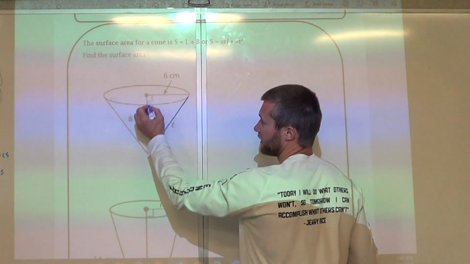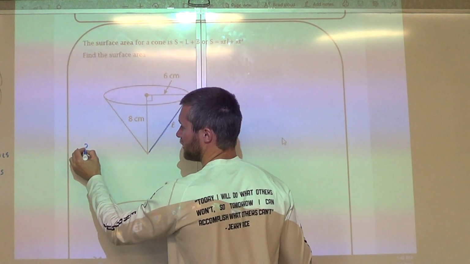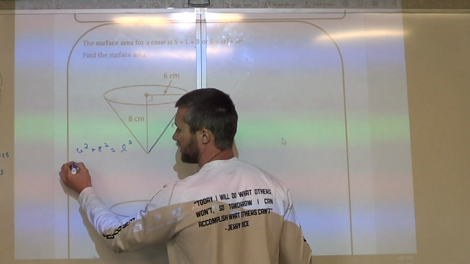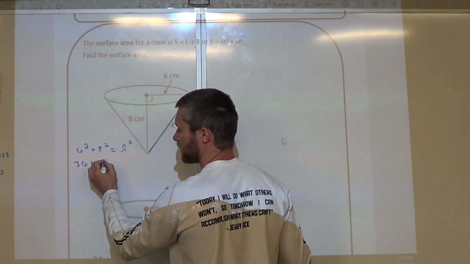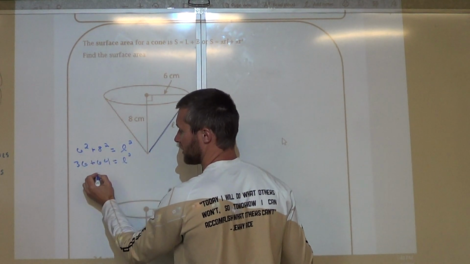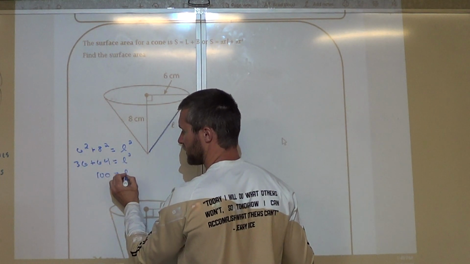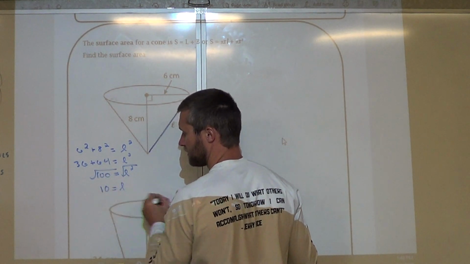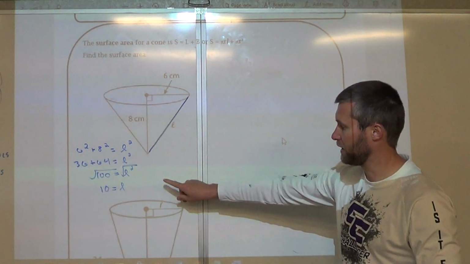So we do the Pythagorean theorem. 6 squared plus 8 squared equals L squared. That'd be 36 plus 64 equals L squared. That's 100 equals L squared. And you take the square root of that, which is 10. So that would be your slant height.